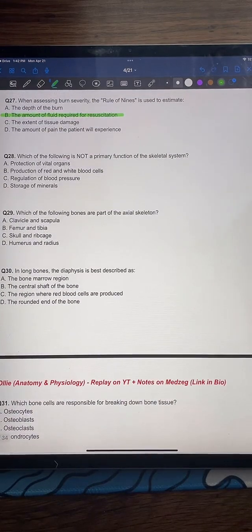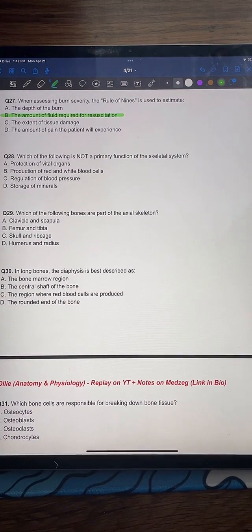Number 28, which of the following is not a primary function of the skeletal system?